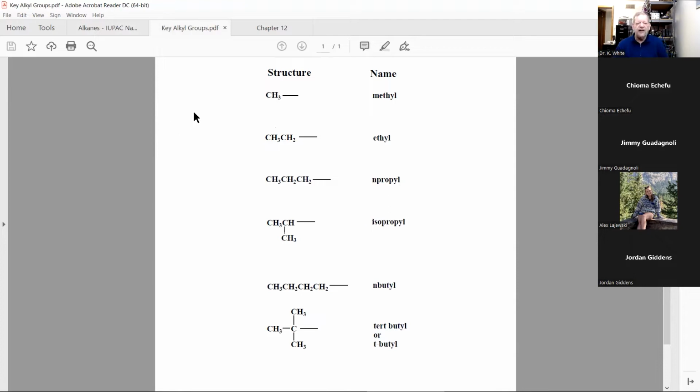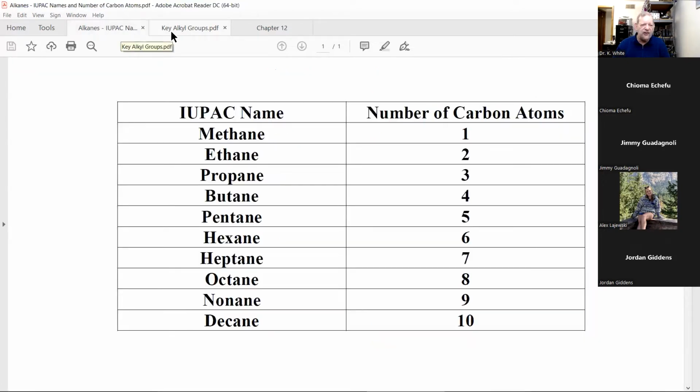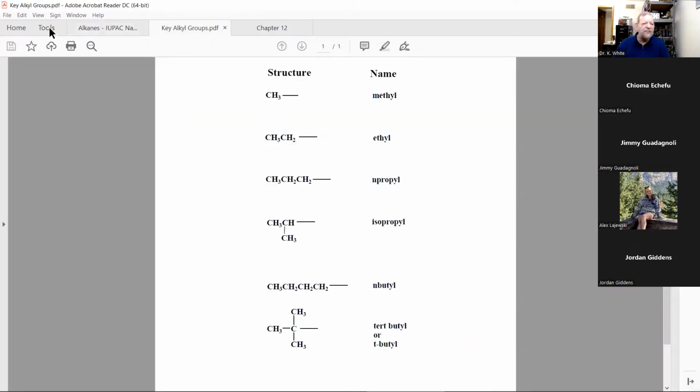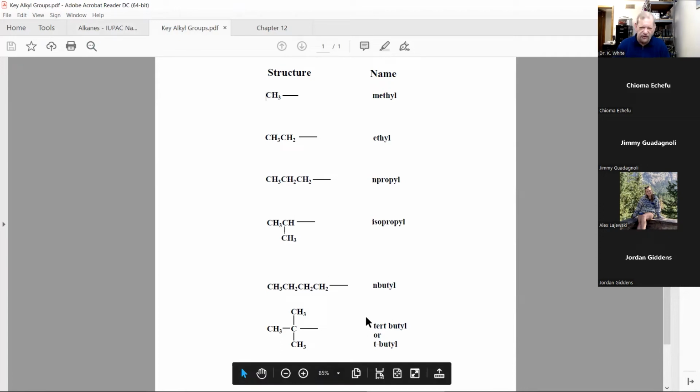All right, so write down CH3, the name methyl, and say it. Do it again. Do it 5 times. Both of these tables, the alkanes, names and numbers of carbon atoms, and the key alkyl groups, are in the lecture folder of D2L. If you can't find it, email me. I'll send it to you, but you should be able to find it. If not, ask for help. Remember, in my class, there's no such thing as a dumb question.